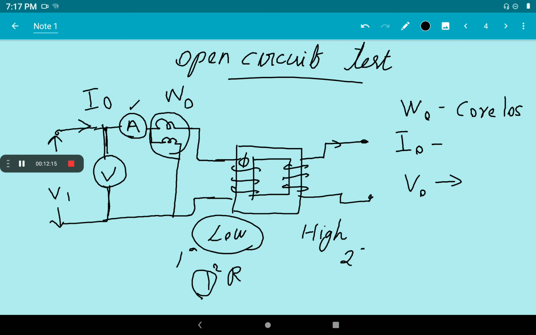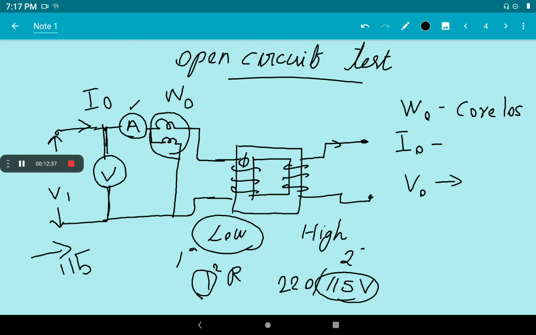So for our convenience we are using the low voltage side. That means, suppose we now have a 220/115 volt transformer. So we select the 115 volt side as primary. By connecting this circuit, we apply 115 volt on this side, the rated voltage.